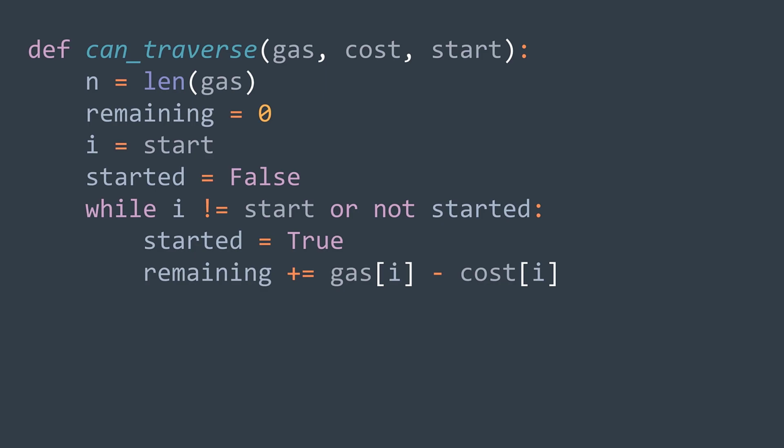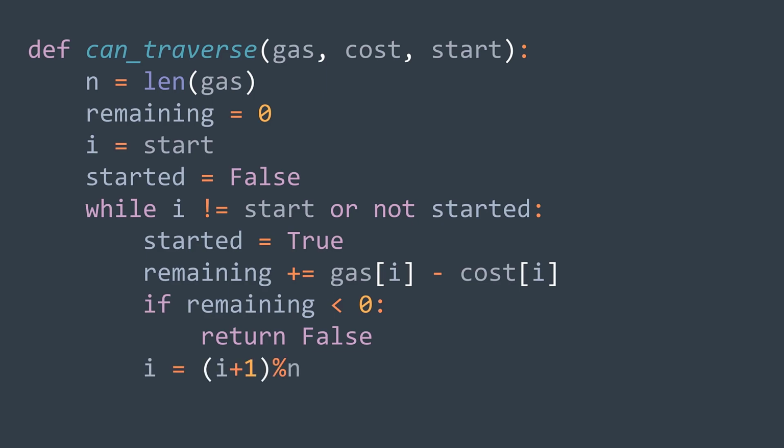After doing that, if remaining becomes negative, it means that we couldn't go back to start. We don't have enough gas, we return false. Else, we move to the next station. The next station is usually at I plus 1, but we need to add modulus the number of stations to handle the case where we're at the last station.